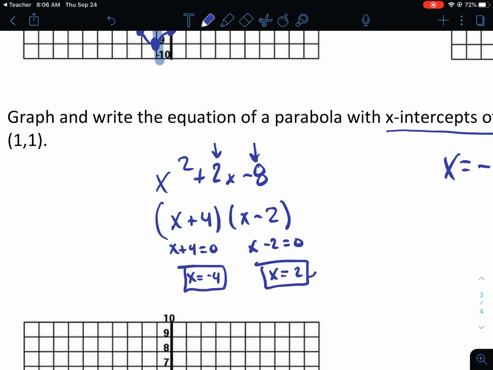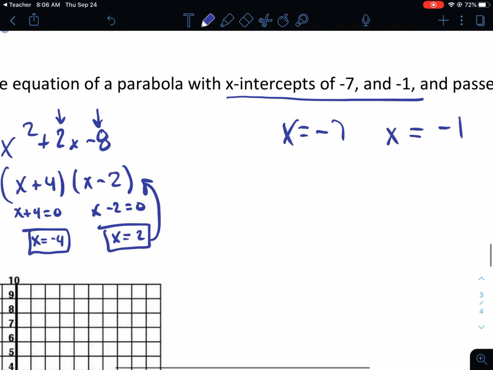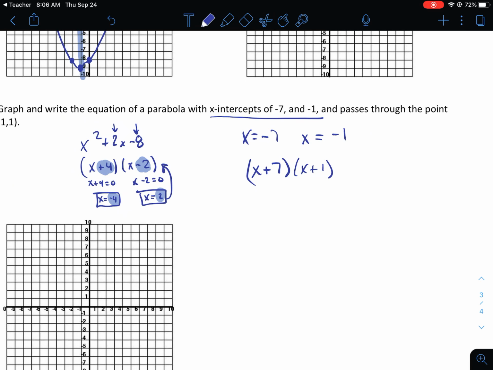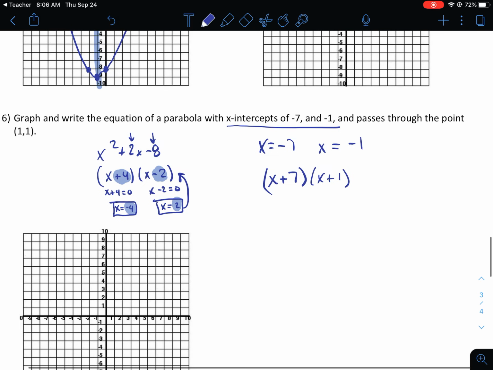Well, now we're going this way and we're working backwards. So now that we have our x-intercepts and we know that what's here in the factors is opposite, we can put it in factored form. So if I know my solution is x equals -7, then I know the factored form would be x plus 7. And if the solution is x equals -1, then I know the factored form would be x plus 1. And so we have an equation.